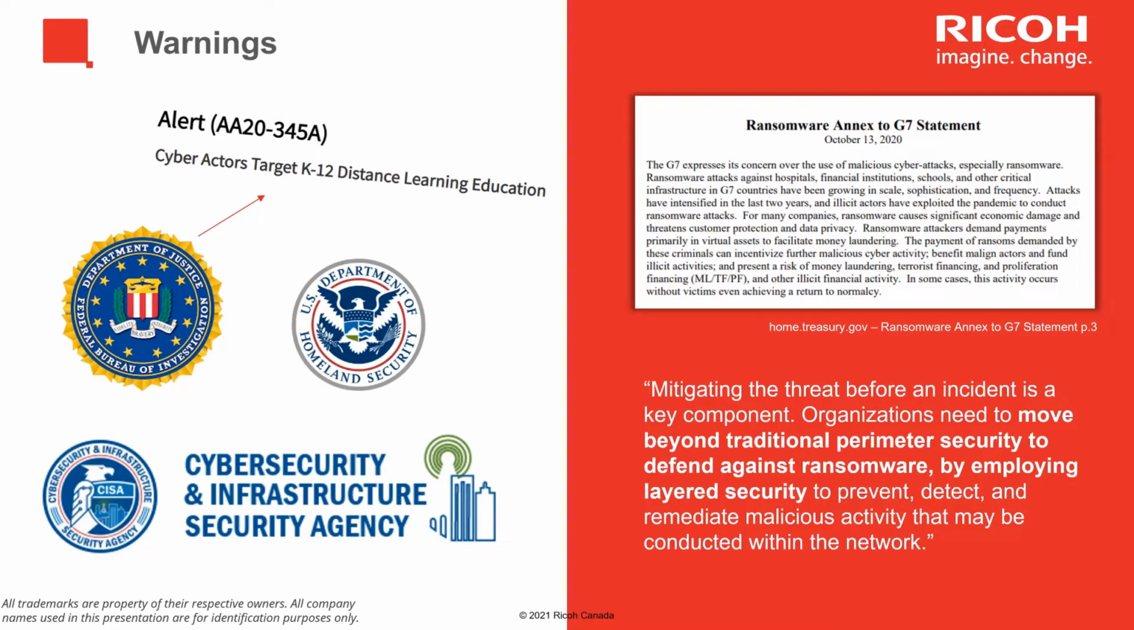And the latest from the G7 countries and the White House as well. What all of them are saying is they're urging organizations to move beyond the perimeter and endpoint security that you're using today, not moving away from it, but moving beyond it and adding something that can detect and remediate the malicious activity as it's being conducted on the network.